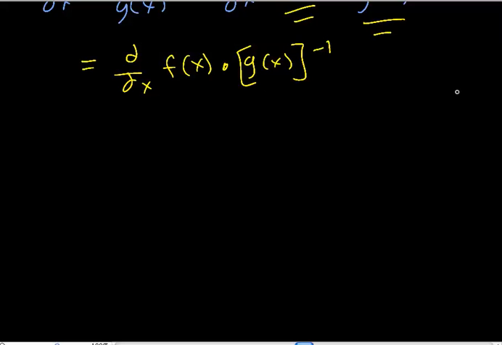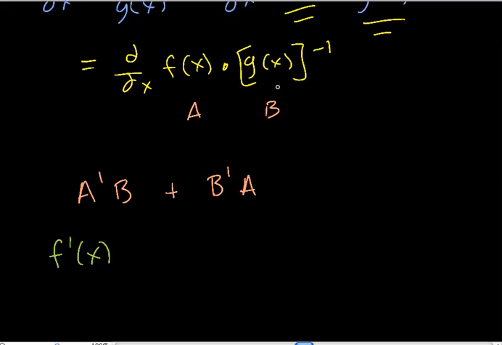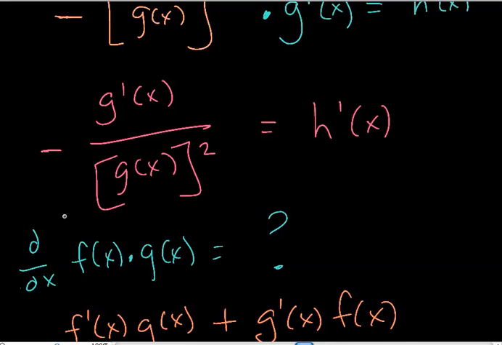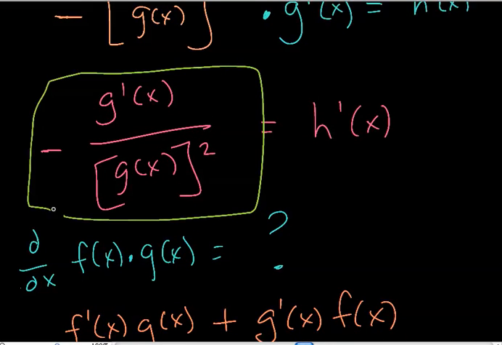Well, using the product rule, if we call this a and we call this b, it's a prime times b plus b prime times a. And a prime is just f prime of x. And b is just g of x to the negative 1, or 1 over g of x. Then I'll write the b prime part: the derivative of that. Well, we already found that up here. That's the derivative of g of x to the negative 1.